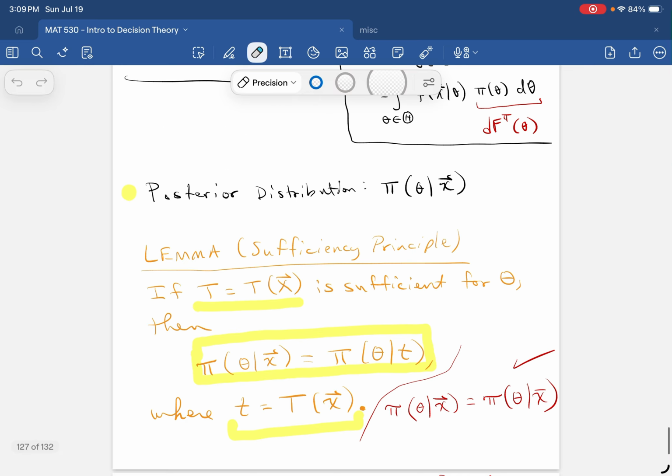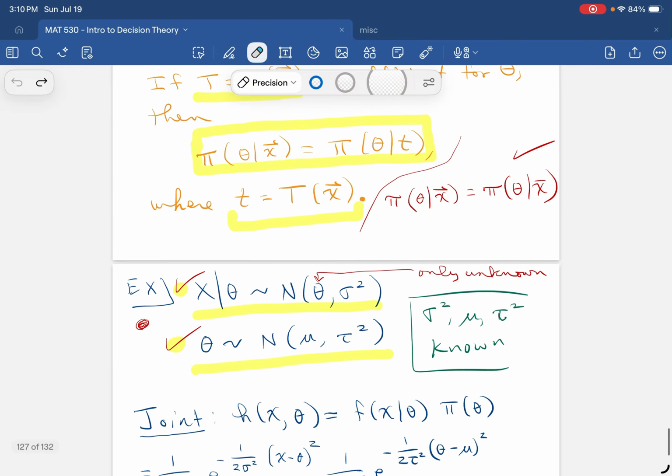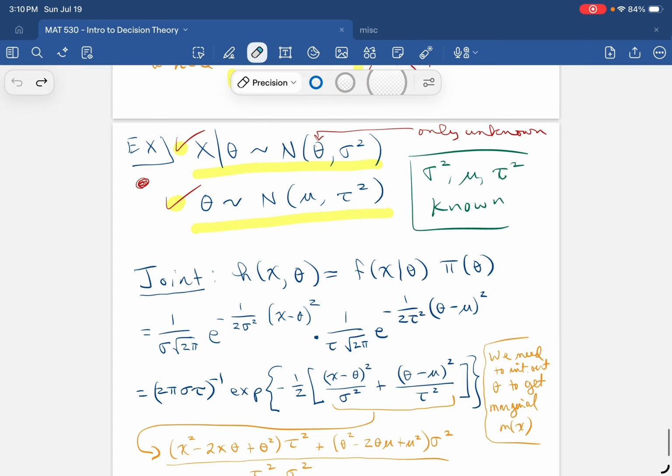And a useful lemma that uses this idea of sufficiency is what they call here the sufficiency principle. And so what it tells us is that if we have a sufficient statistic for our parameter theta, then the posterior distribution of theta given the data is equal to the posterior distribution of theta given the sufficient statistic. So let's apply that to an example that we have essentially done before.